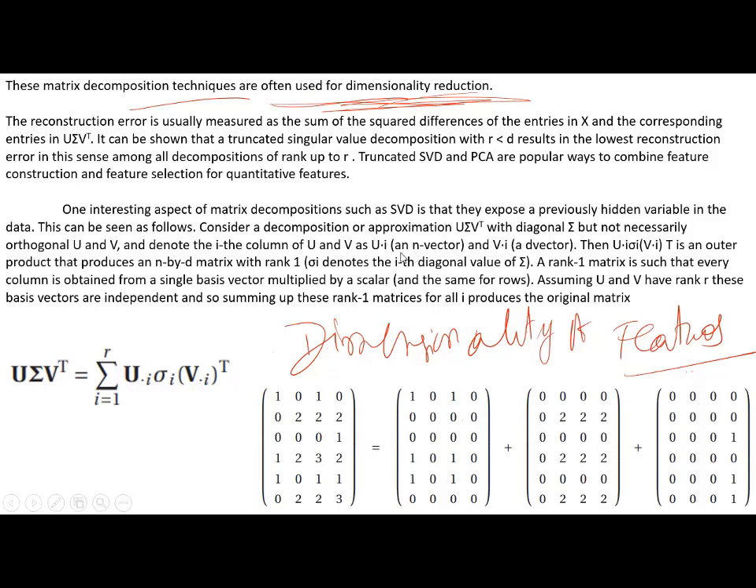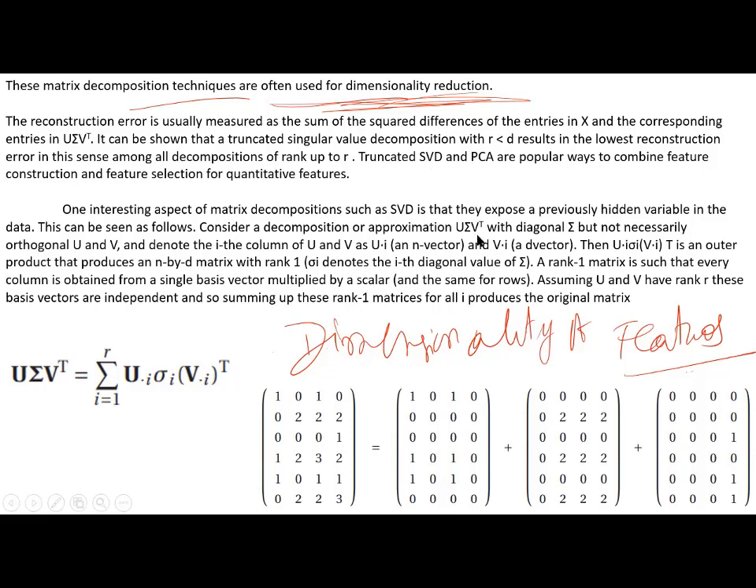Suppose we consider a decomposition or approximation U sigma V power T with diagonal sigma, but not necessarily orthogonal U and V. We make an assumption that U and V are orthogonal and denote the ith column of U and V as Ui, an n vector, and Vi, a d vector. Then Ui rho i Vi whole power T is an outer product that produces an n by d matrix of rank 1.